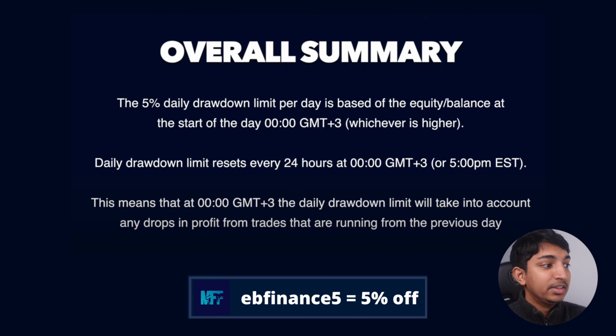Another rule is the daily drawdown limit resets every 24 hours at 12 a.m. GMT plus 3 hours, or 5 p.m. EST, right? So basically after 5 p.m. EST, the daily drawdown resets. So if you're floating in profit, now if it comes down below, let's say it goes for a loss, you've actually violated the drawdown rules, right? Because it's reset. So it's actually hit your daily drawdown meter, if that makes sense.